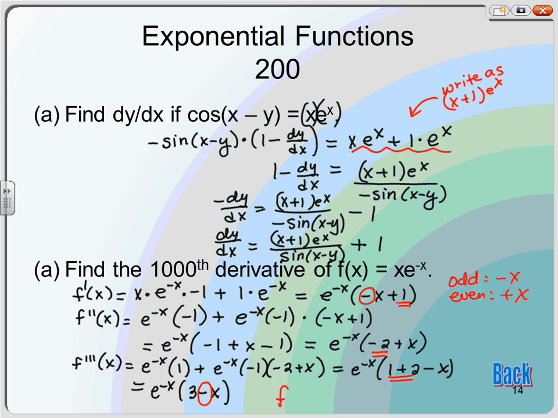So I'm guessing that the 1,000th derivative, we're going to write f to the 1,000 of x. Once you get past 3 primes, that's how you start writing it, is e to the negative x times, it is even. So I'm going to have negative the number, so negative 1,000 plus a positive x, or you could write x minus 1,000. So it's e to the negative x times x minus 1,000.